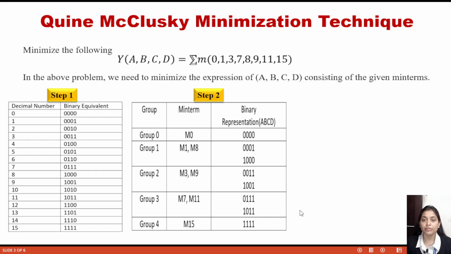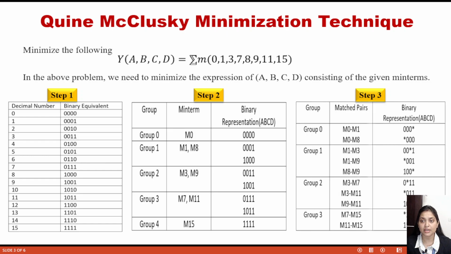Now we will go to the next step. Third step, what is the step? Now we have to compare each and every group and pair them in such a way that only one bit change occurs. So first of all we will compare m0 and m1, then we will compare m0 to m8. So first, starting with m0 and m1.